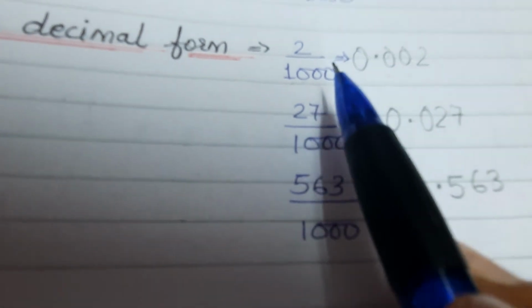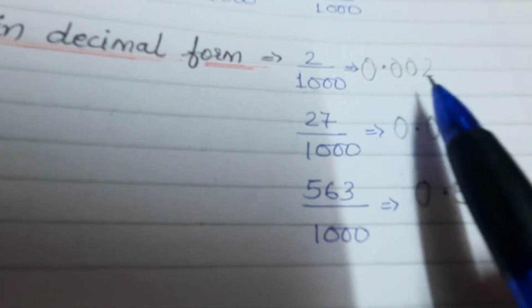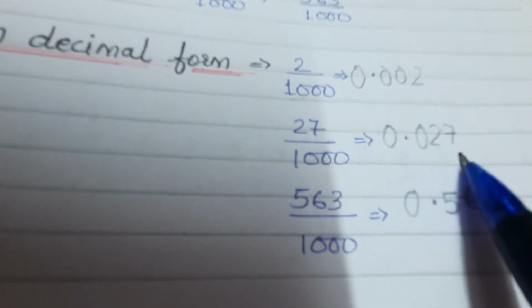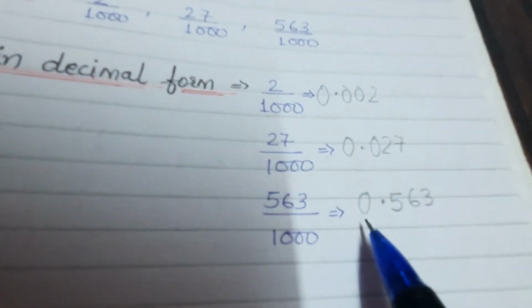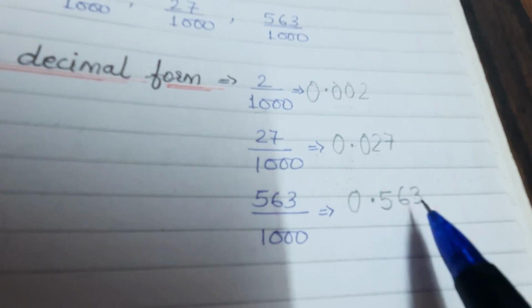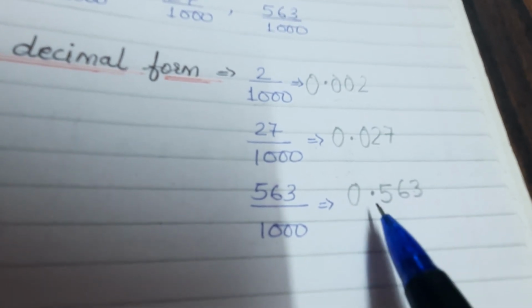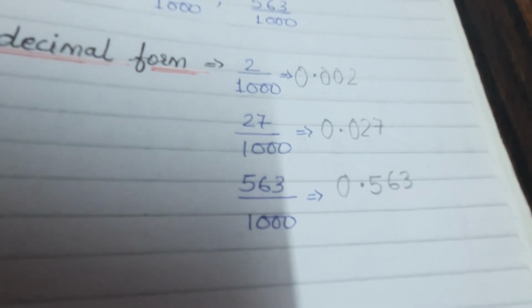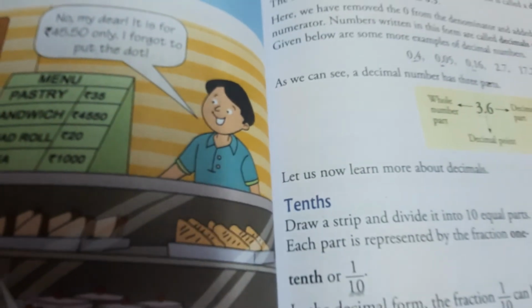Now here 0.002, 0.027, and here 0.563. In this way we have to read the numbers in decimal separately. Now today we will do our exercise 5A.